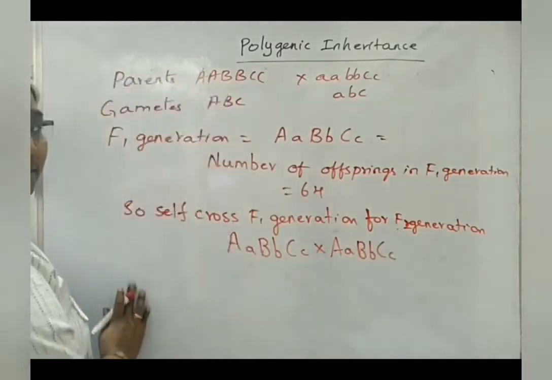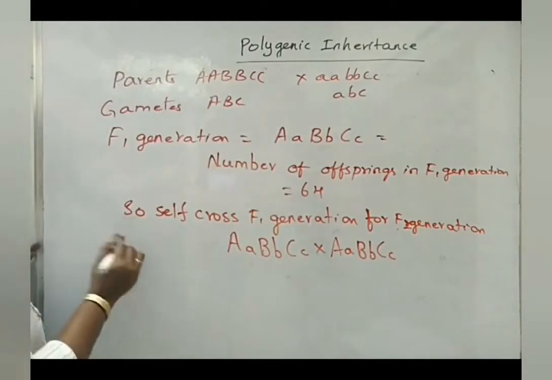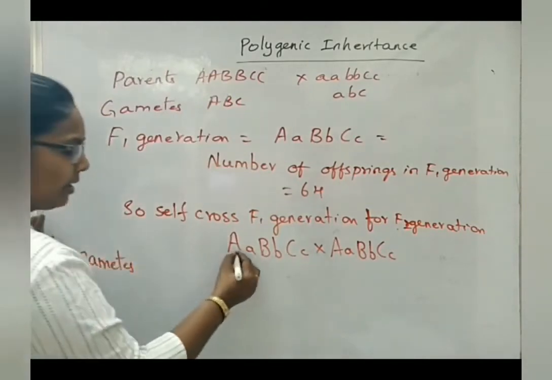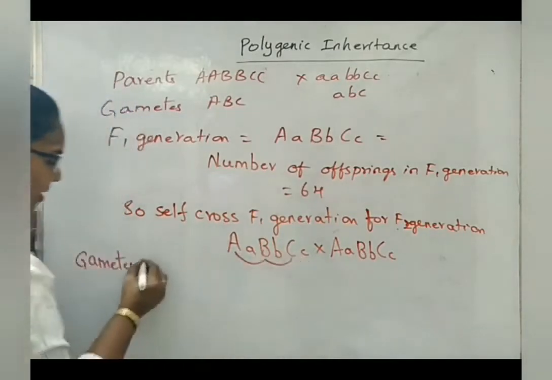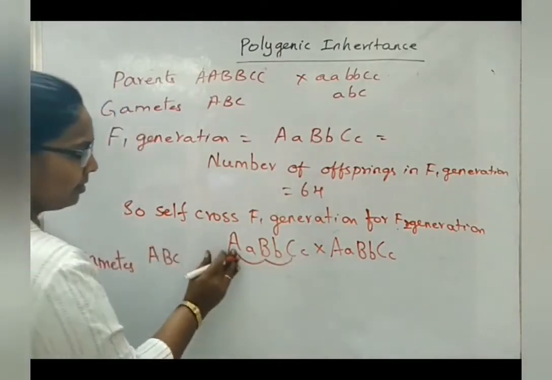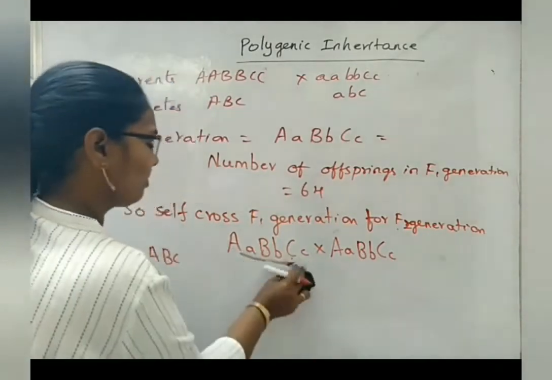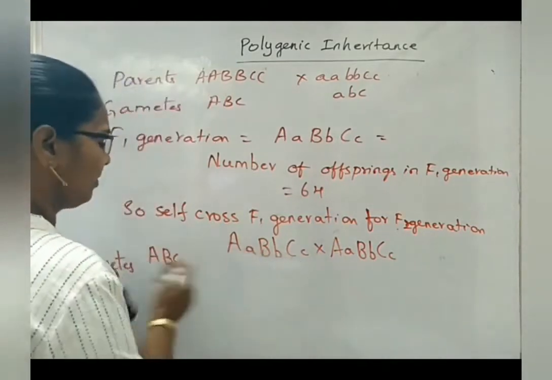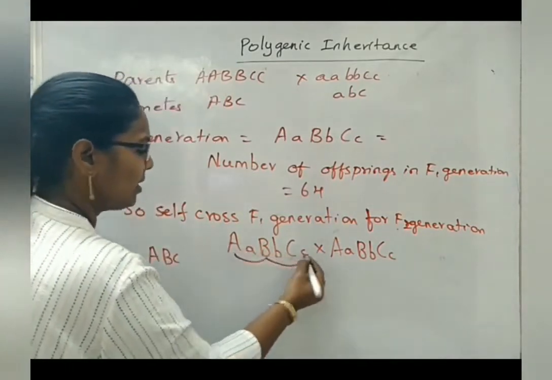Next, let's see the types of gametes from F1 generation. Now the types of gametes. Capital A, capital B, capital C. One type. Now, capital A, capital B, small c.